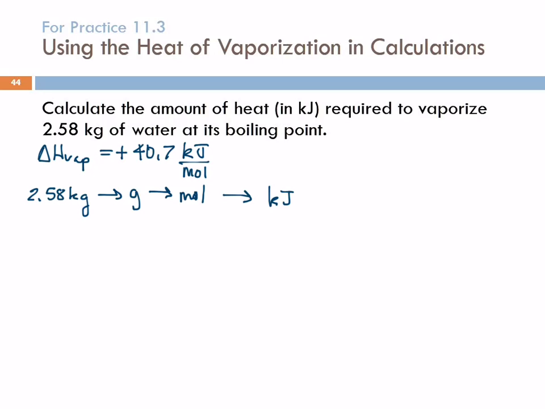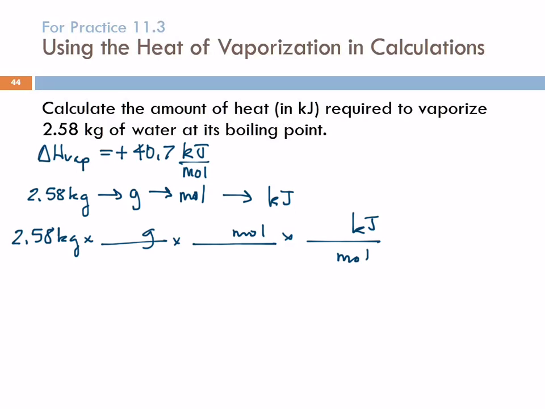Now, exactly how you convert to grams is up to you. Some of you are very comfortable and adept at just doing that conversion in your head. Others are not. If you need to write it out, there's no shame in that. Write it out so that you get the correct answer. So I'm just going to follow the path that we wrote here. So 2.58 kilograms, and I'm going to have grams here, and then moles, and then kilojoules. And I'm going to put the units in so they cancel out. And then I'm going to stick the numbers in.